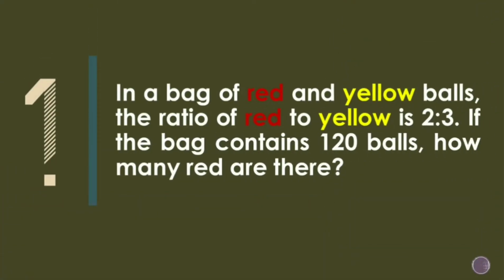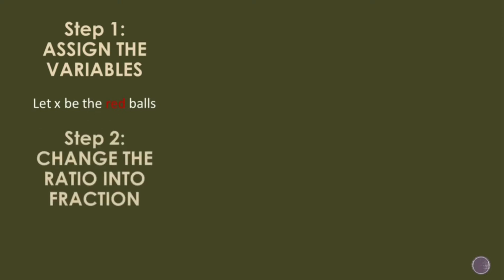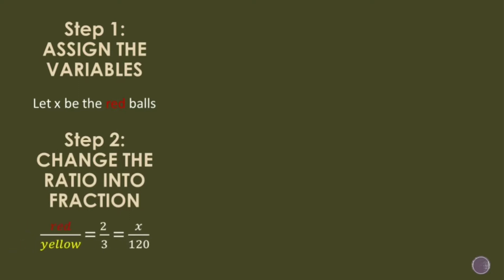Example number 1. In a bag of red and yellow balls, the ratio of red to yellow is 2:3. If the bag contains 120 yellow balls, how many red balls are there? Step 1. We assign the variable. Let x be the red balls. Step 2. We change the ratio into fraction, meaning red over yellow is equal to 2:3 equals x over 120.